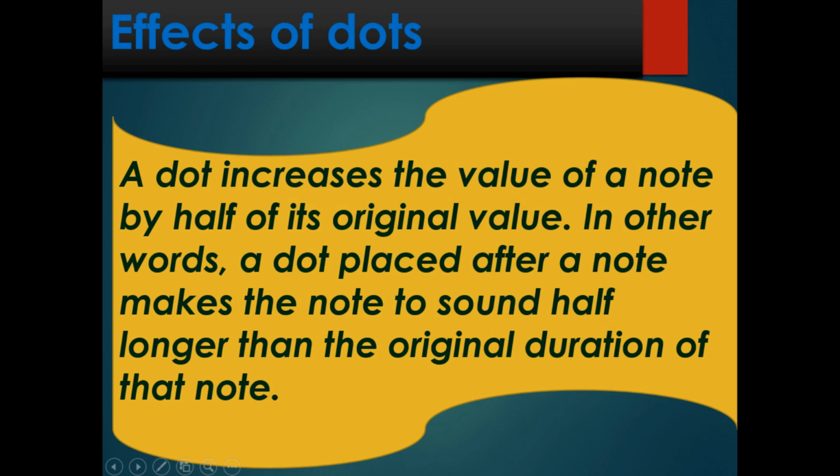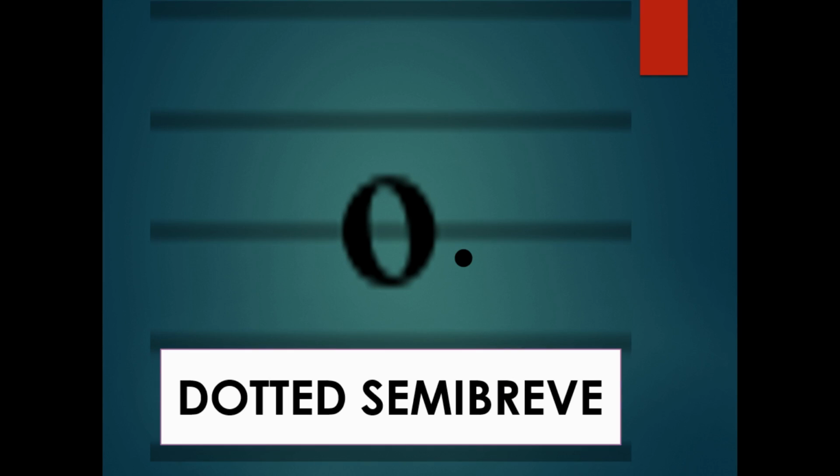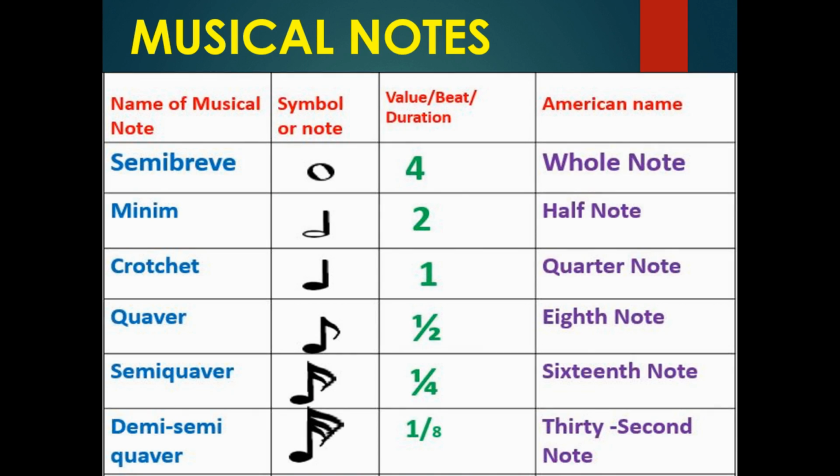Now, listen very carefully to me. When a dot is placed after a note, it increases the value of the note by half of its original beats. I come again. When a dot is placed after a note, it increases the value of that note by half of its original beats. It means that if we have a dotted semibreve, a semibreve, like you know, has 4 beats.